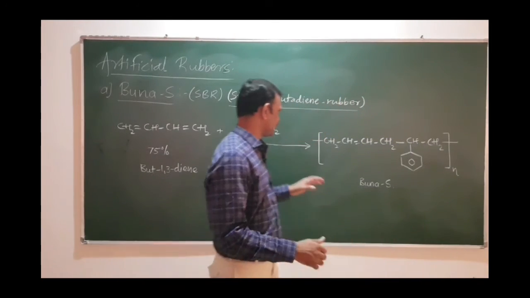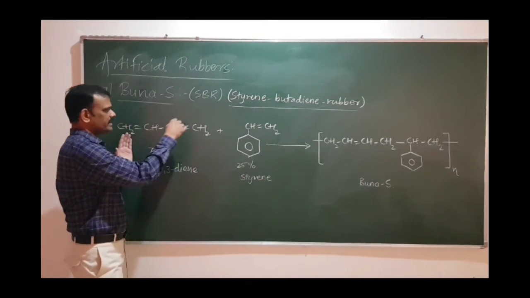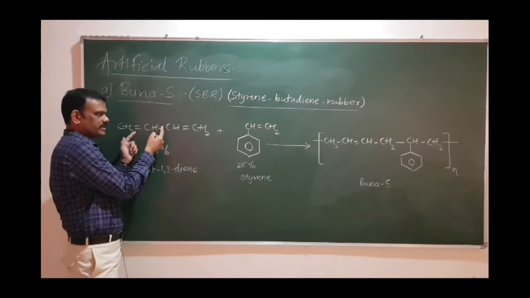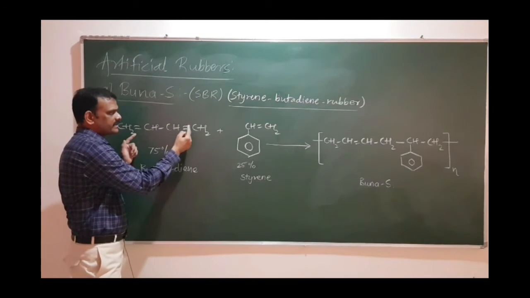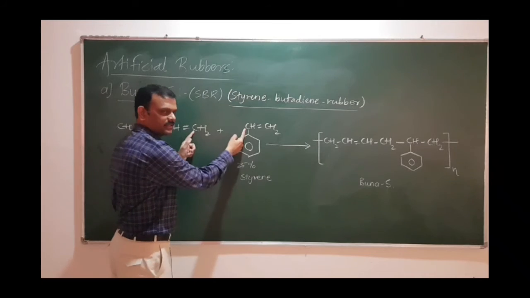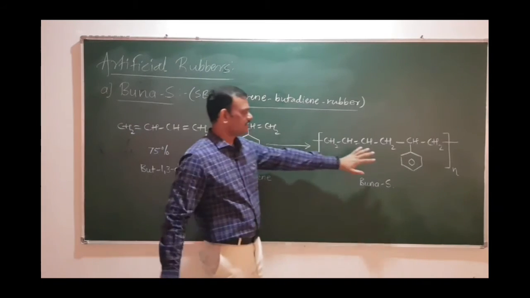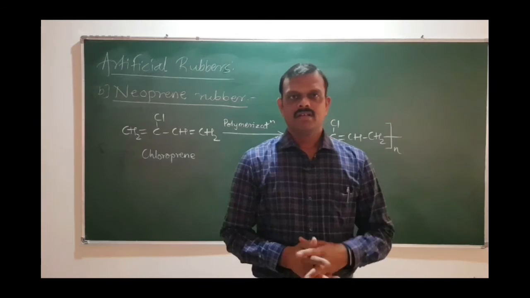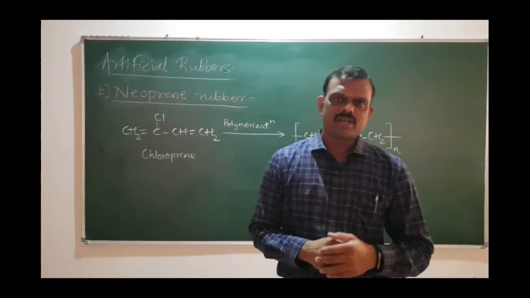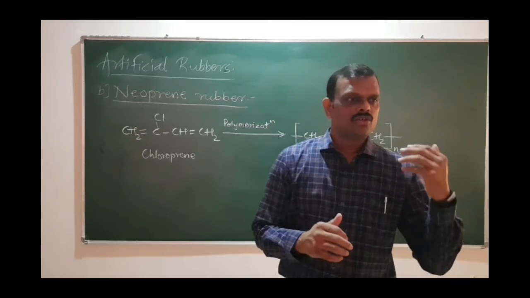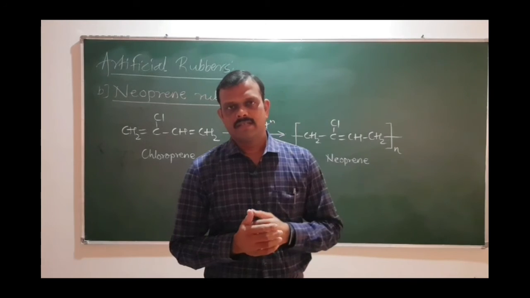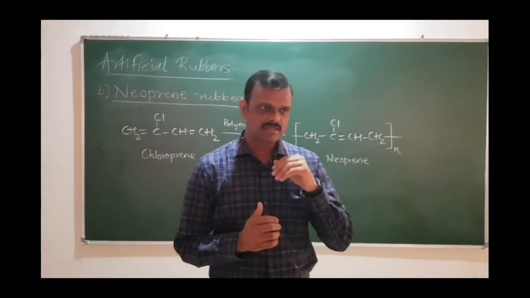Buna S, what happens here? Only the shifting of the double bond takes place. This double bond shifts over here, and this bond breaks, and this CH2 links to this carbon and forms this Buna S. Neoprene is particularly resistant to petroleum as well as vegetable oils.